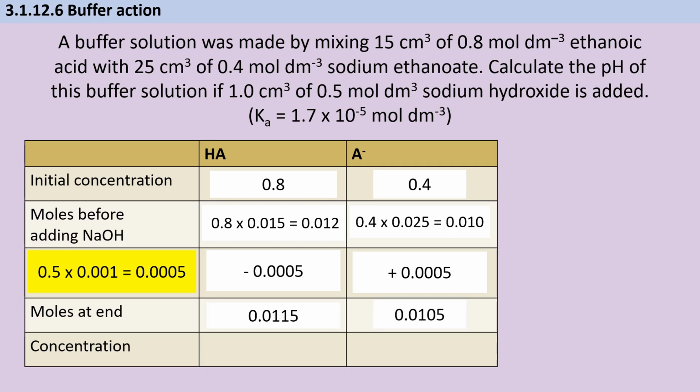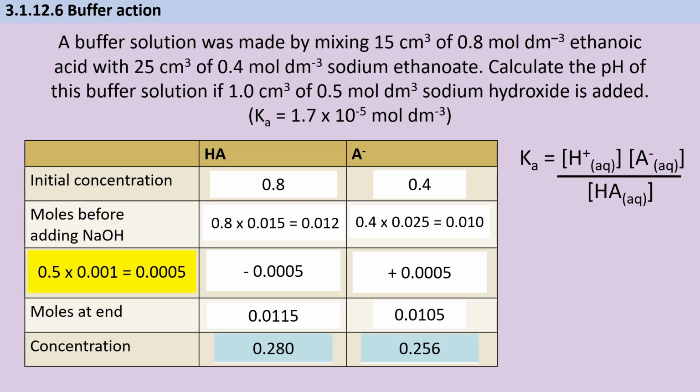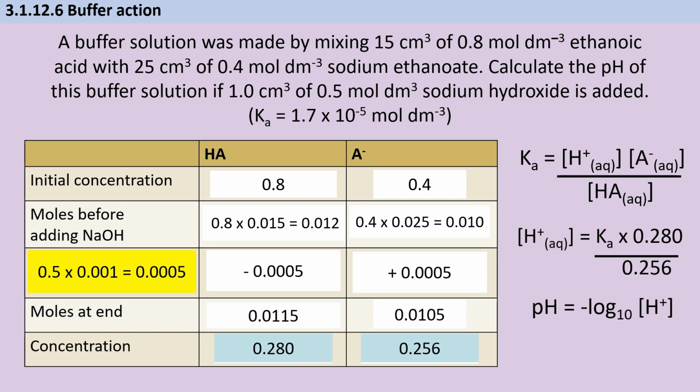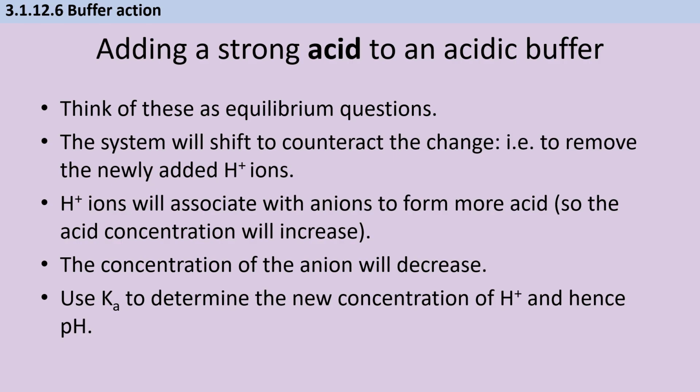So we can work out the moles at the end, and then based on this total volume here, which is 41 centimetres cubed, which we need to divide by 1,000, we can work out our new concentrations. Based on that, we can then use our Ka expression, plug in the numbers we've calculated, and we can then work out the concentration of the hydrogen ions and plug that into our pH expression to give us a pH of 4.73.